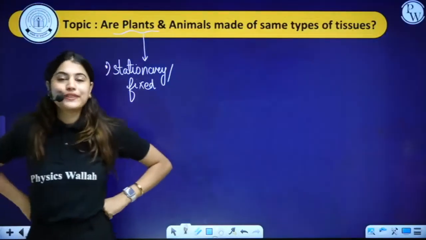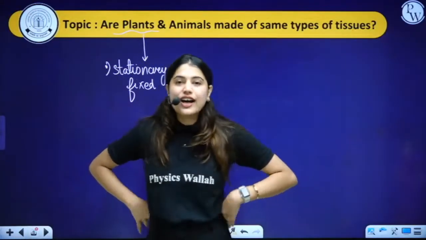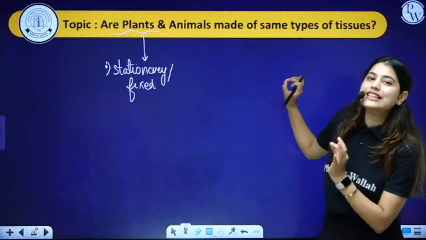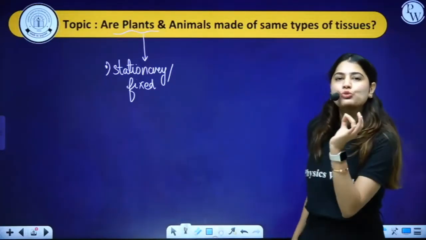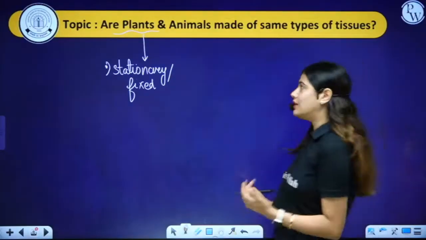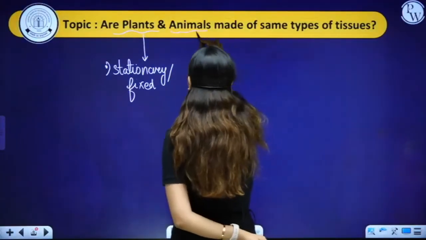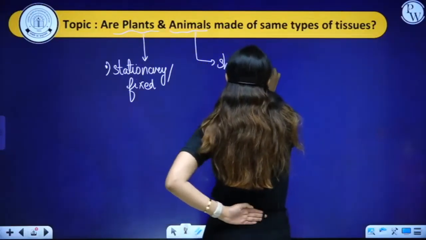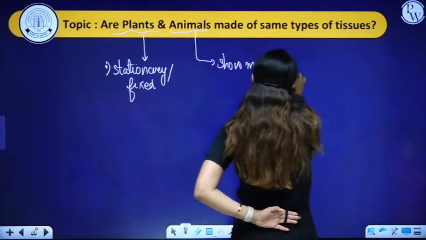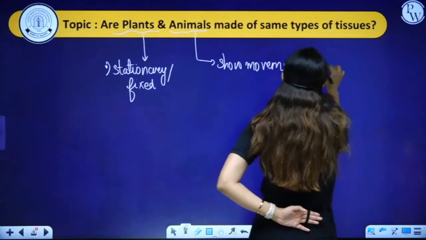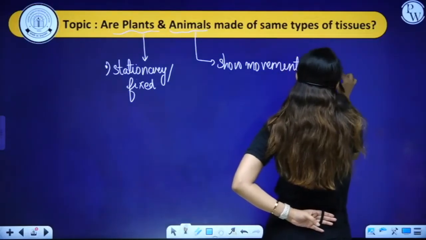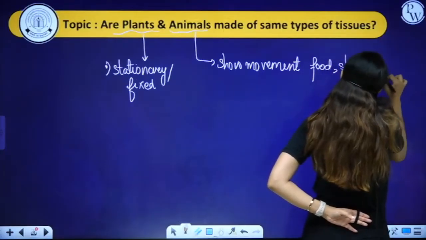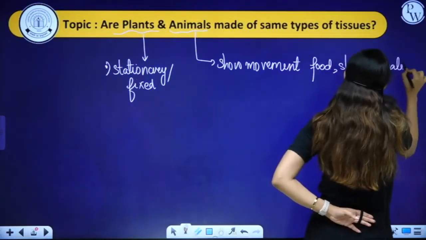But do we? Yes, I obviously moved here. So obviously the animals, they are motile. They move. They change their position, right? They show movement. Why do we move? For food, for maybe shelter, for finding a mate. So animals, yes, they move.